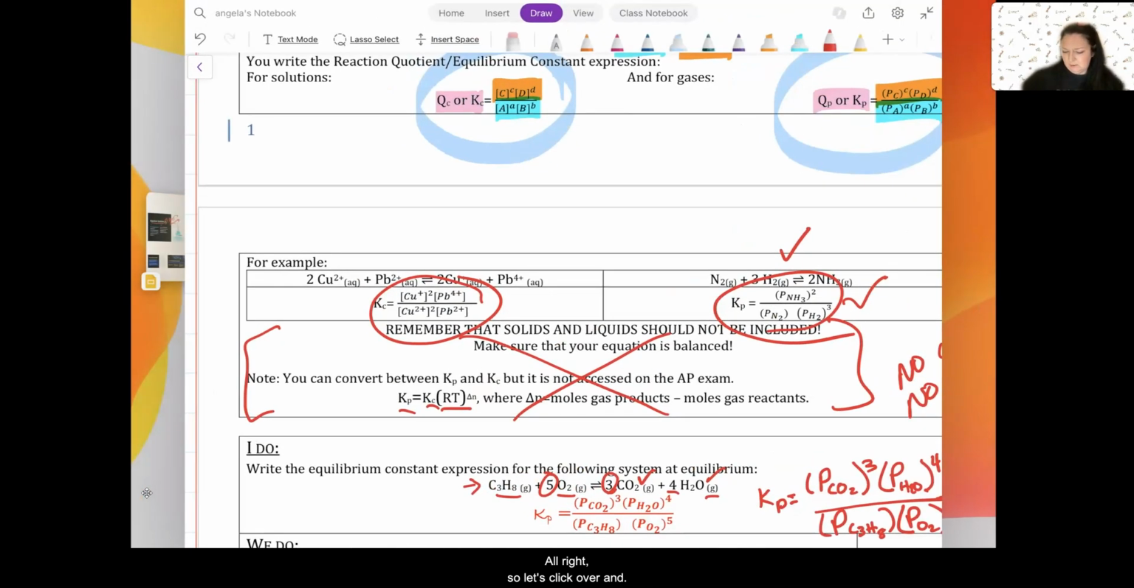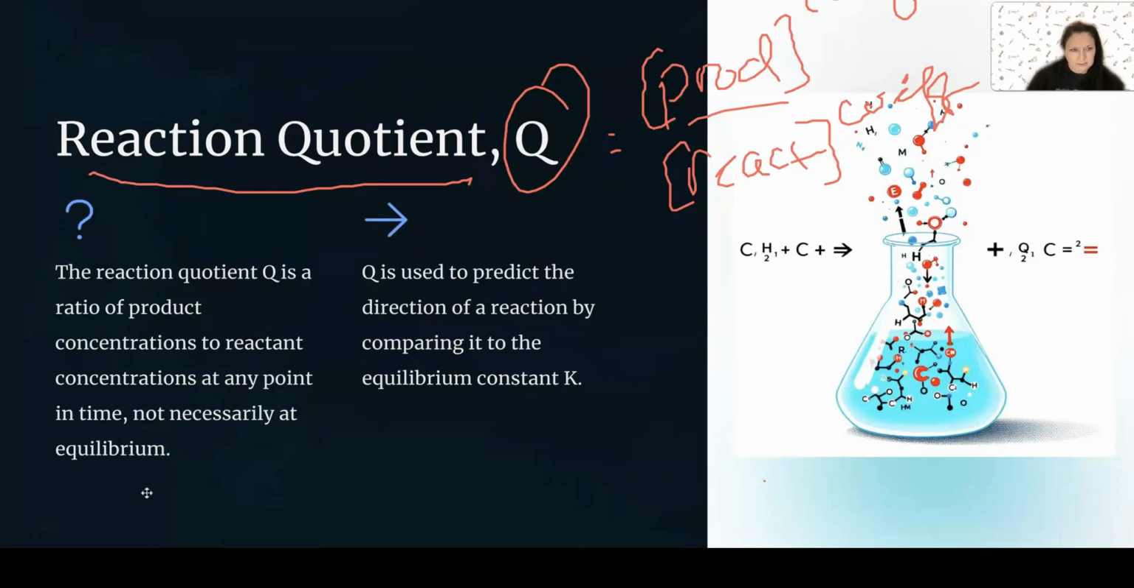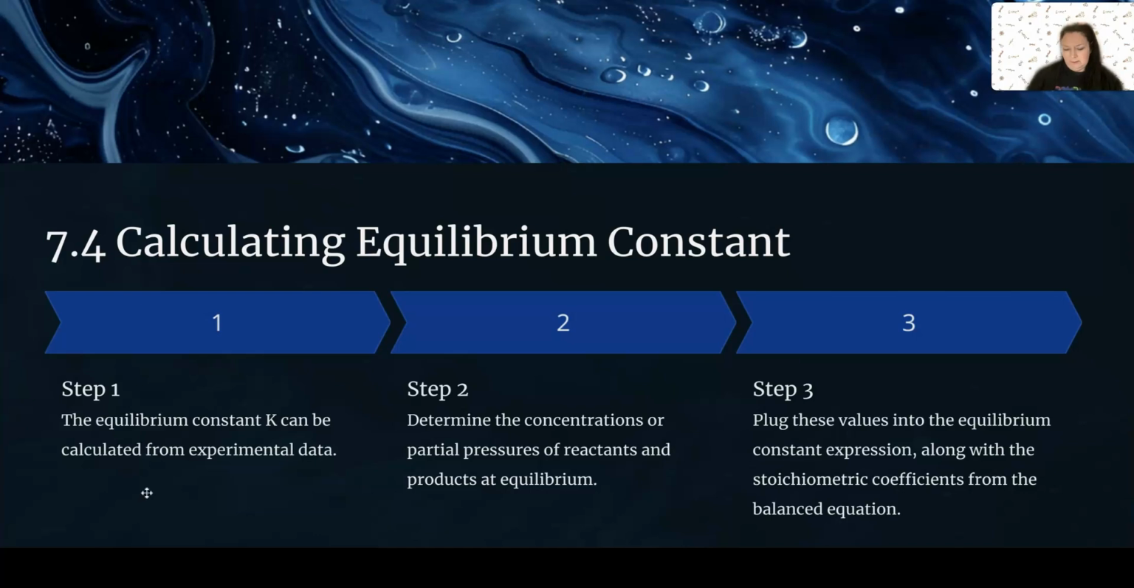All right, so let's click over. And perfect. Get that off of there. Now, calculating the equilibrium constant. So now we're jumping into 7.4. We know how to write the expression. So we now want to calculate the value of K. So first step, you have your data. Now there's a couple different ways this is going to happen. Number one, they're going to just give it to you. So at 7.4, we're just giving it to you. You don't have to actually figure it out.